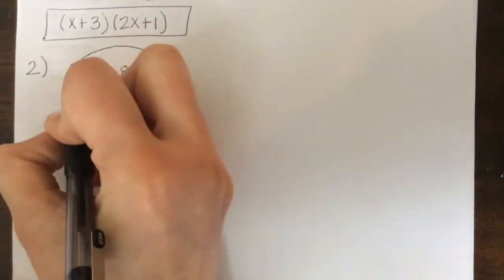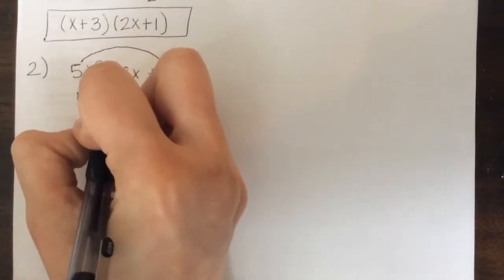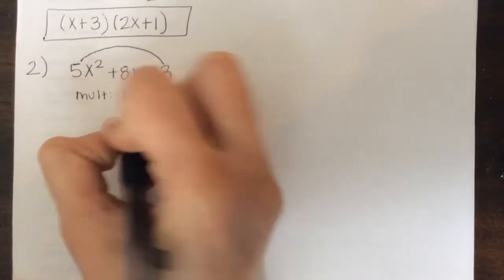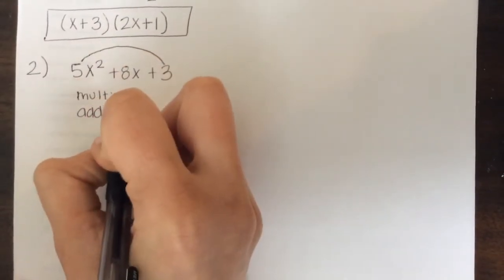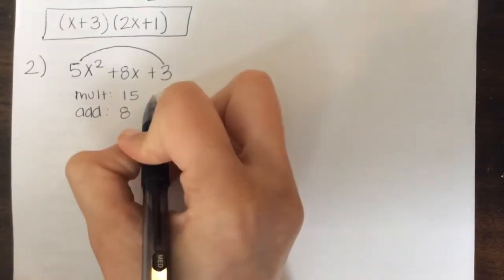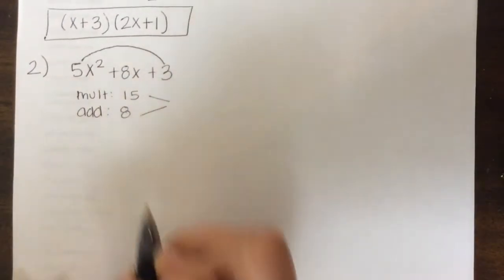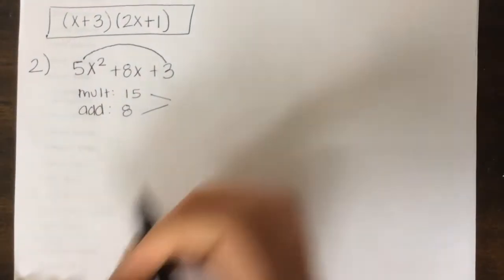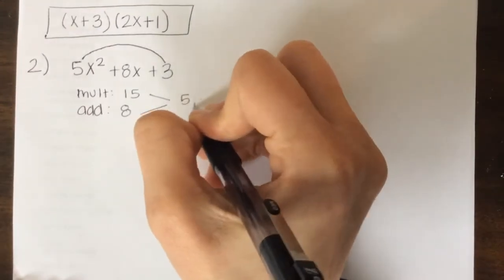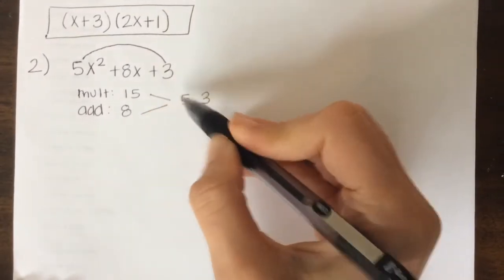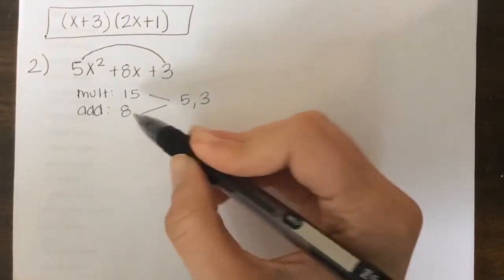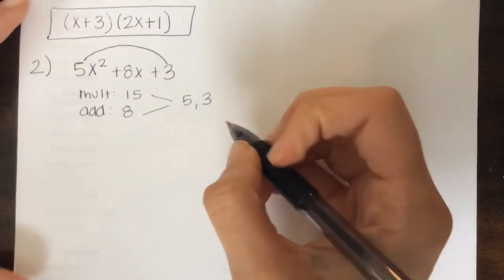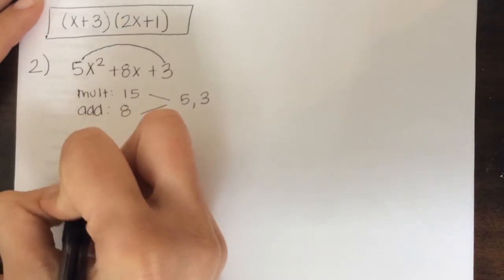So I'm looking for things that multiply to give me 15 and add to give me my b value, my middle term of 8. So two things that multiply to give me 15 and add to give me 8. And that would be 5 and 3. 5 times 3 multiplies to give me 15. 5 plus 3 adds to give me 8. So those are the two factors that work.